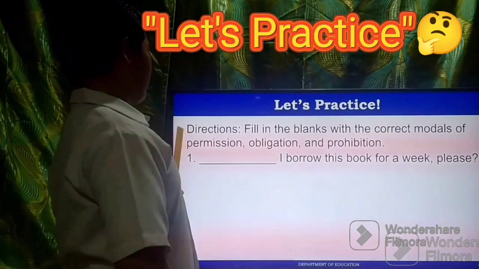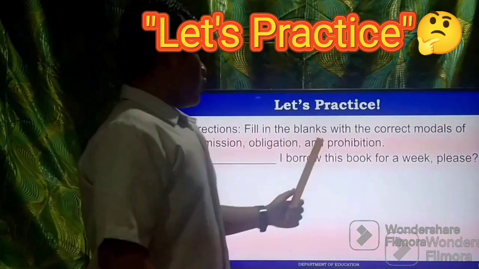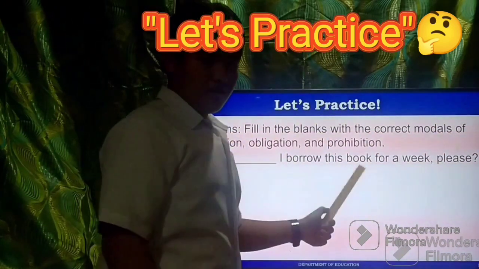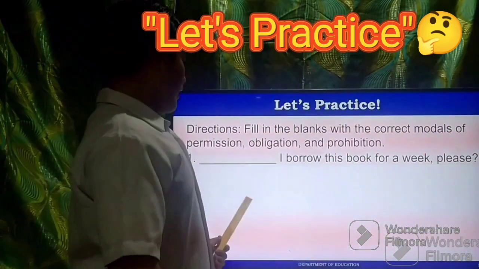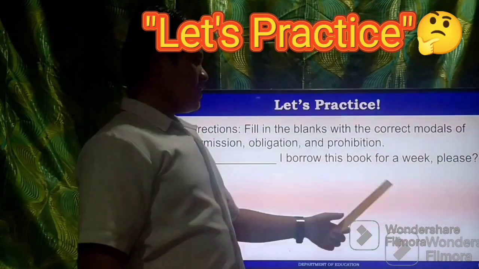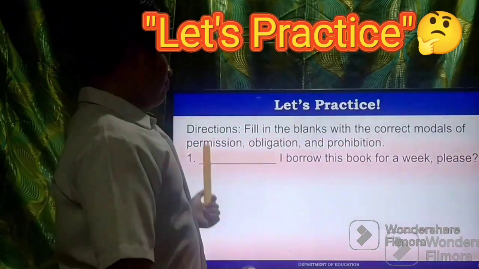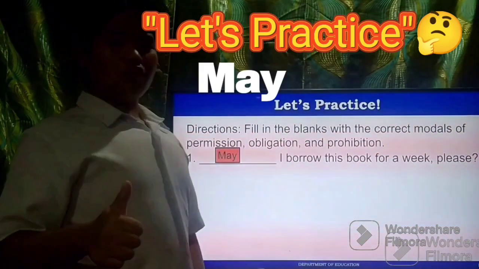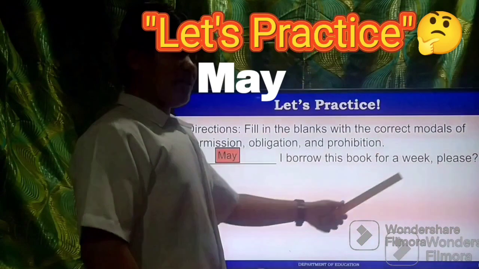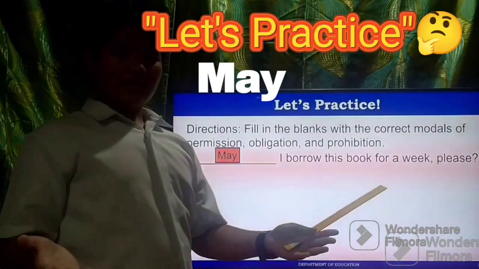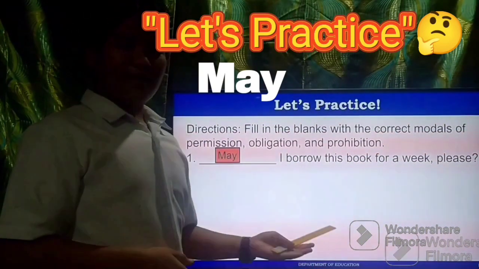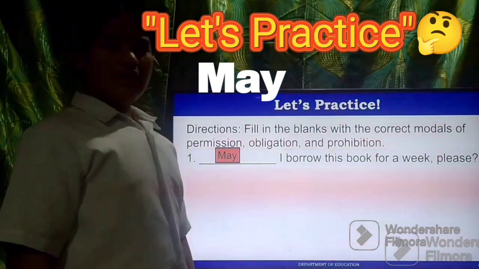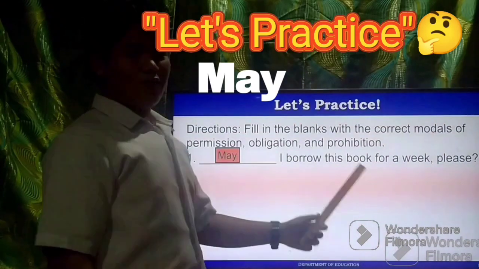Let's practice. Directions: fill in the blanks with the correct modals of permission, obligation, and prohibition. Number 1. Blank I borrow this book for a week, please. What do you think is the correct modal in sentence 1? If your answer is may, you are correct. May I borrow this book for a week, please? And why may and not can? Because may is the politest modal. And we can use this in situations like borrowing something from a friend.